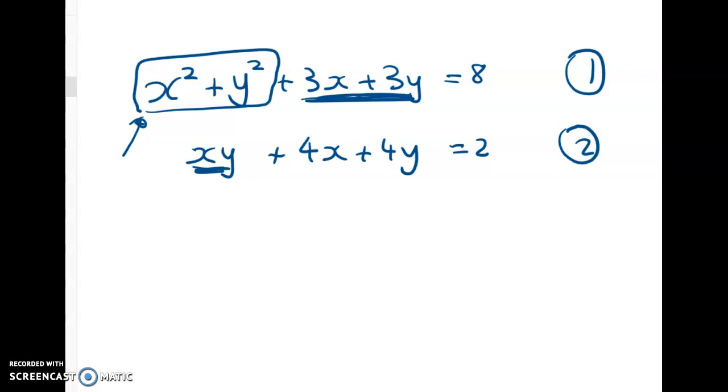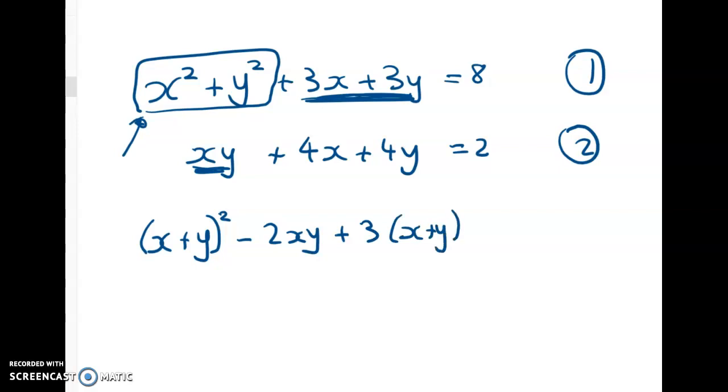As usual, there are lots and lots of ways that you can go. I'm just showing you the way that I did it and what I noticed first. I can rewrite that x squared plus y squared as (x plus y) all squared, take away 2xy, plus 3 into x plus y equals 8. So what I'm doing here is I'm starting to transform the whole thing into a two-equation system where the variable is x plus y as one whole thing to start me off.